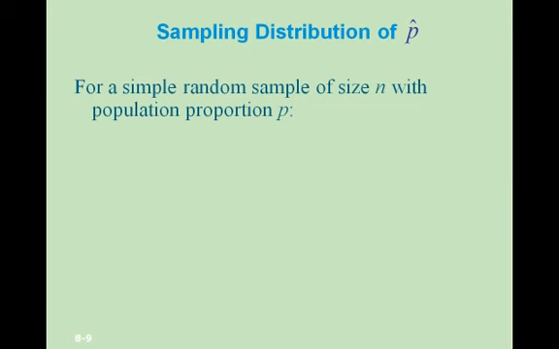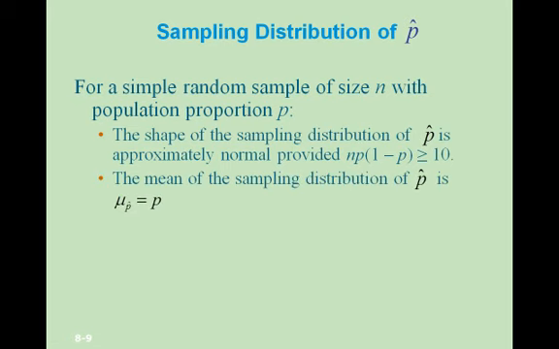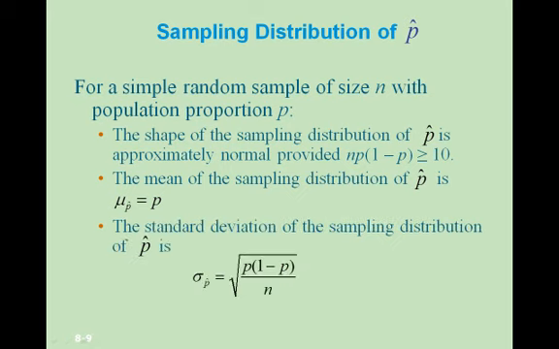For a simple random sample of size n with population proportion p, the shape of the sampling distribution of p hat is approximately normal provided that n times p times 1 minus p is greater than or equal to 10. The mean of the sampling distribution of p hat is mu sub p hat, and it's equal to p, the population proportion. The standard deviation of the sampling distribution of p hat is given by sigma with a subscript of p hat, and it's equal to the square root of p times 1 minus p divided by n.